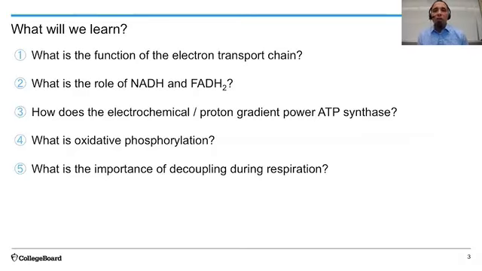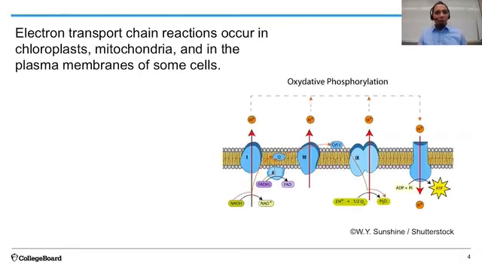What is the function of the electron transport chain? Great question. What is the role of NADH and FADH2? There's our carrier molecules, which we've discussed previously. How does the electrochemical proton gradient power ATP synthesis? What is oxidative phosphorylation? And what is the importance of decoupling during respiration? And so let's start with the electron transport chain.